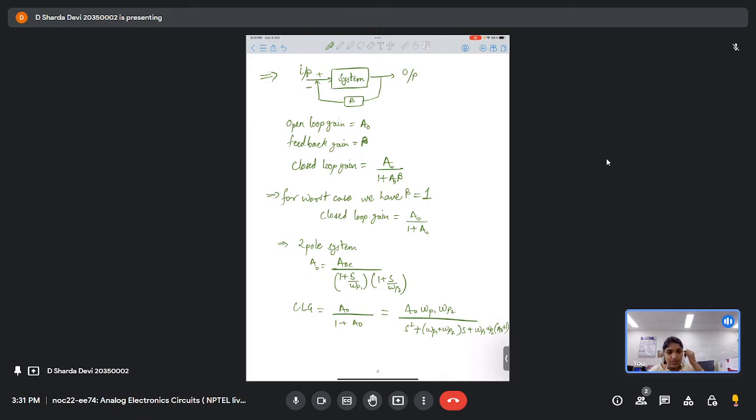Since A naught is much greater, we can simply write it as ADC. These are all ADC: ADC omega P1 omega P2 upon s square plus omega P1 plus omega P2 times s plus omega P1 omega P2 times ADC.